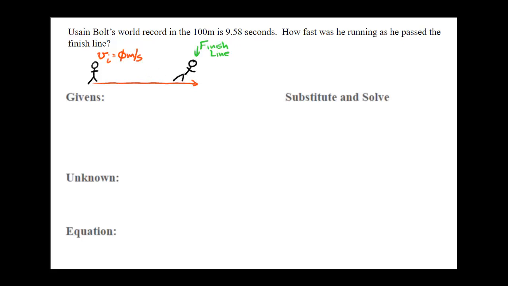So, the first given that I have is velocity initial is 0 meters per second. I know displacement is 100 meters, and I know that time is 9.58 seconds. The thing that we're looking for is velocity final, and that's going to be in meters per second. So now I need to find a kinematic equation that deals with velocity initial, displacement, time, and velocity final.